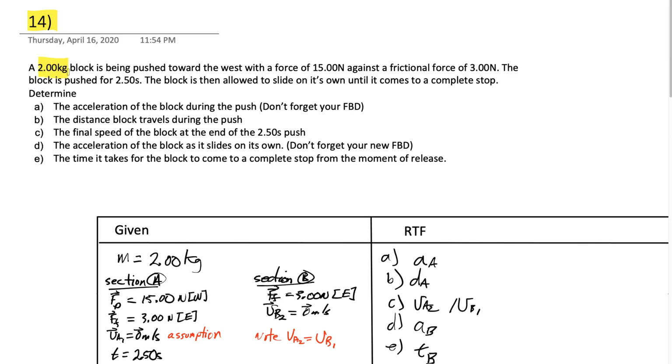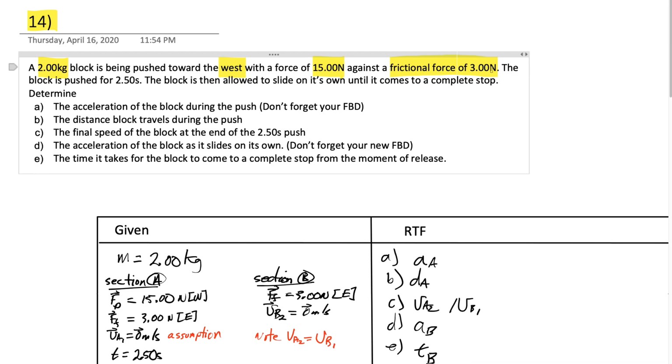So we have a 2 kilogram block and it's being pushed towards the west, to the west with a force of 15 newtons against a frictional force of 3 newtons. And this is where so many get hung up. The friction opposes whatever motion you have. Since we're pushing the block towards the west, this means that the friction is doing the opposite of west, which is north. I mean, not north. I mean east. Oh, good gravy.